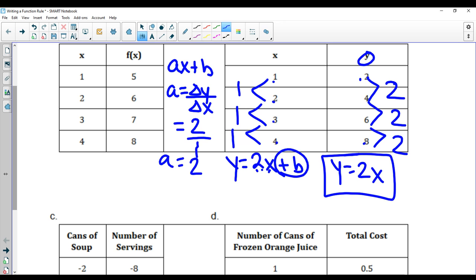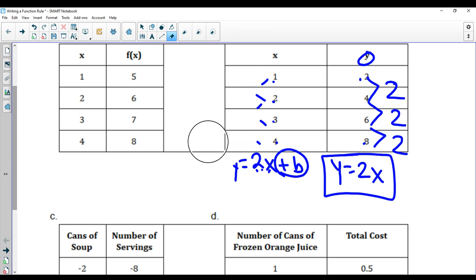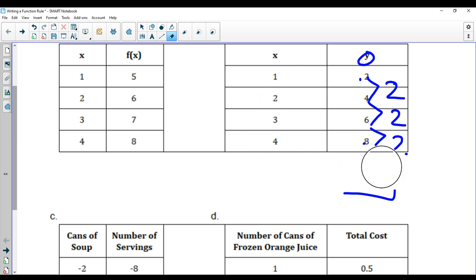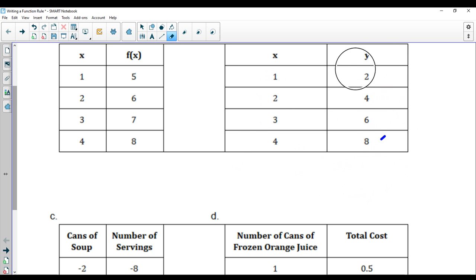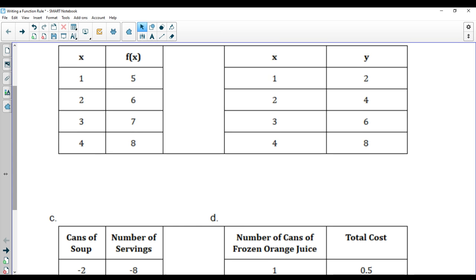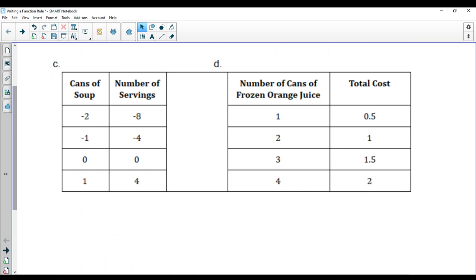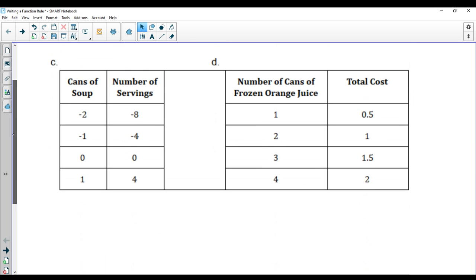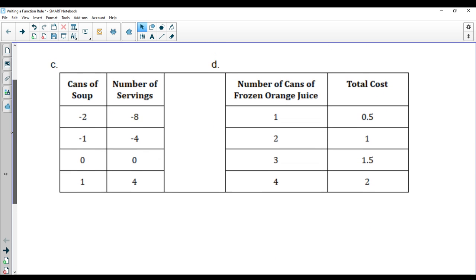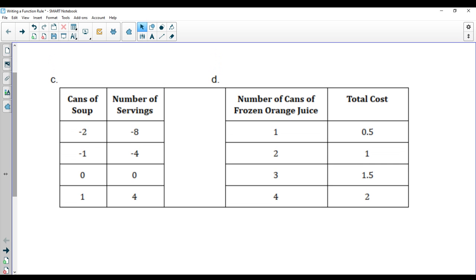All right. Let's scroll down here and look at my other ones. All right, try to leave me a little bit of room.